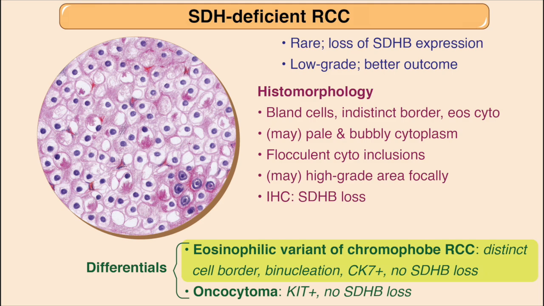Unlike SDH deficient RCC, eosinophilic variant of chromophobe RCC has neoplastic cells with distinct cell border, binucleation, and it is CK7 positive with no loss of SDHB expression. Compared to SDH deficient RCCs, oncocytoma is KIT positive and there is no loss of SDHB expression.